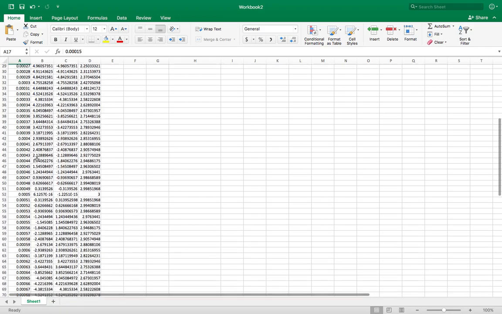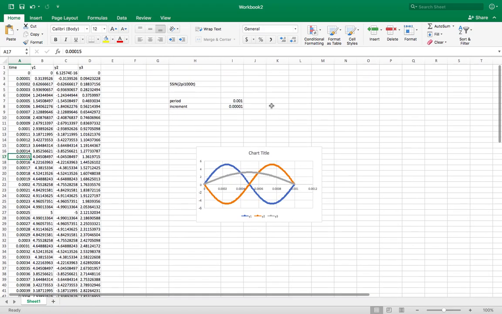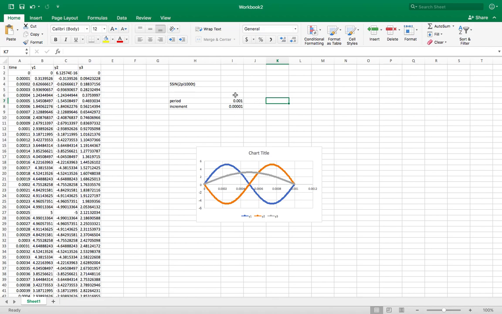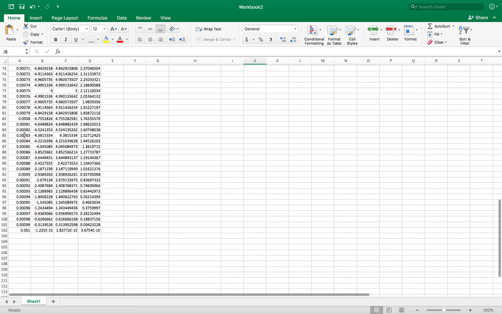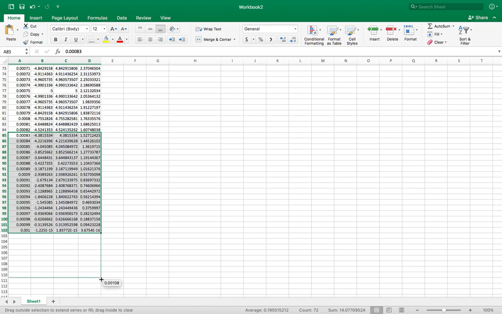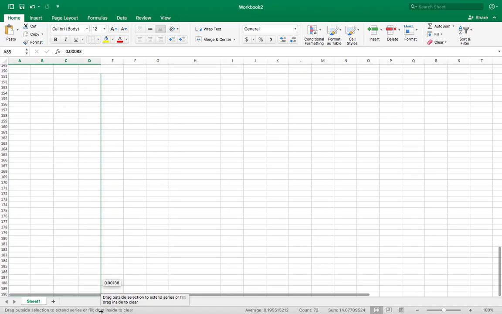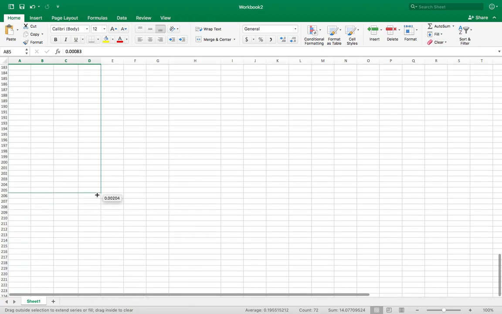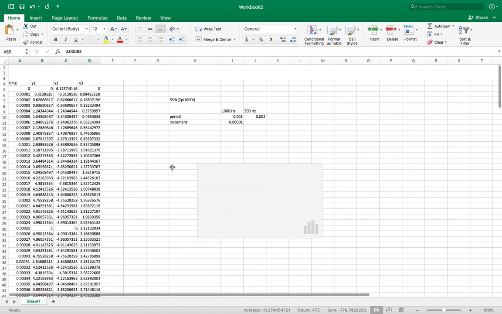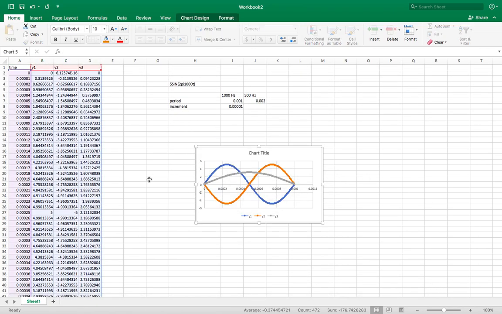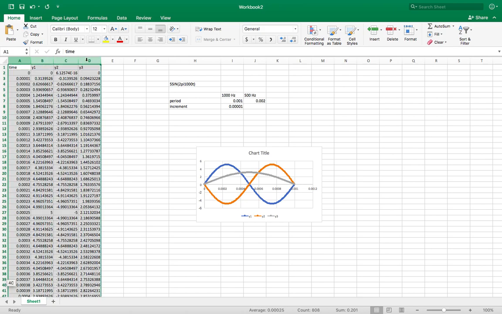So let's go all the way to the period of 500 hertz. This is the period for a 1000 hertz sine wave. This will be the period of a 500 hertz sine wave, which is equal to 1 divided by 500 hertz. 0.002 is the period of a 500 hertz sine wave. So let's keep going to 0.002, which should be somewhere around row 200. It didn't automatically update, so let me just plot a new one.